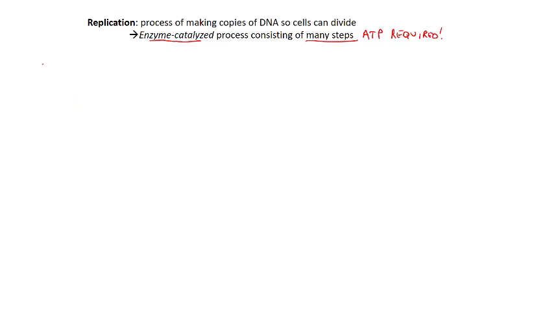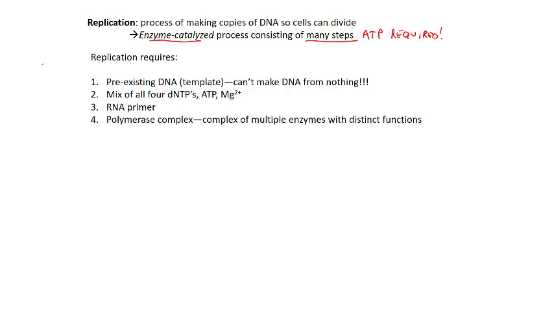All right, so there are a few things that the cell must have on hand before it can replicate DNA, all right? So what we're going to do is give you guys how this works in bacteria. We're talking about bacterial replication here. In eukaryotes, there are more factors than just these, but these are the critical factors for bacterial DNA replication. So what do we need?